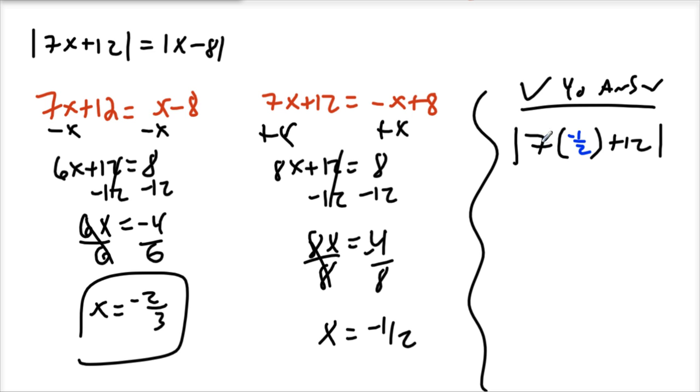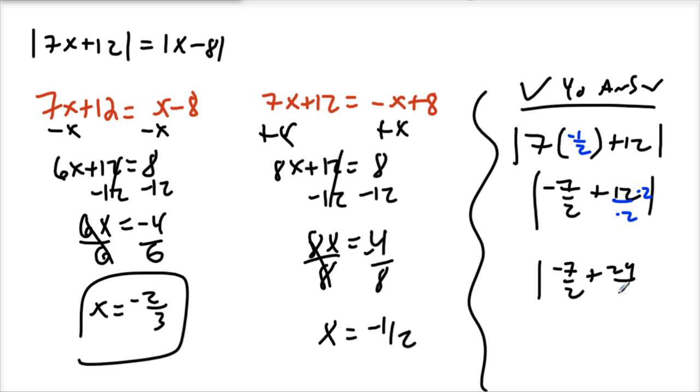Okay, so simplify this. 7 times negative 1/2 is negative 7/2 plus 12. If I want to get the common denominator here, then that means I'm going to multiply this top and bottom by 2. So I'll multiply that by 2 and that by 2. Then we'll have negative 7/2 plus 24 over 2. Notice that I'm keeping the absolute value all the time. A common error is you just drop the absolute values like they didn't even exist. They do exist, and you drop them when you actually take the absolute value. That's when you do that.